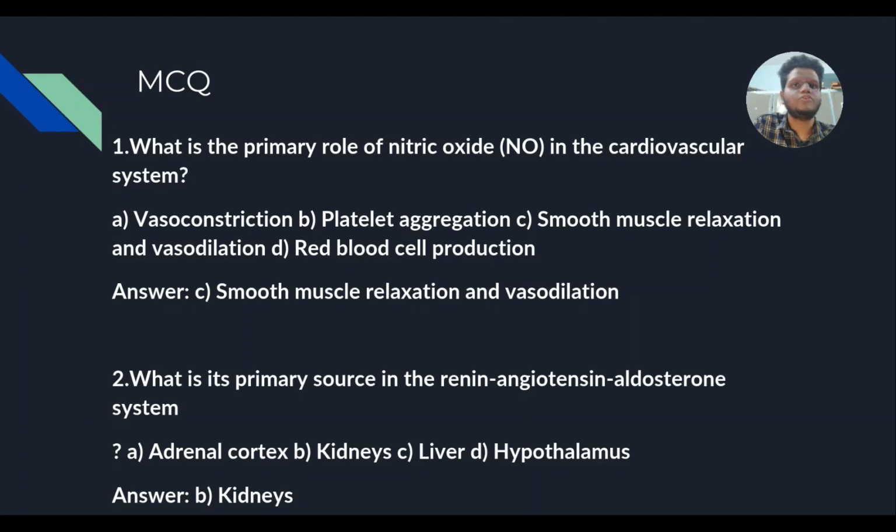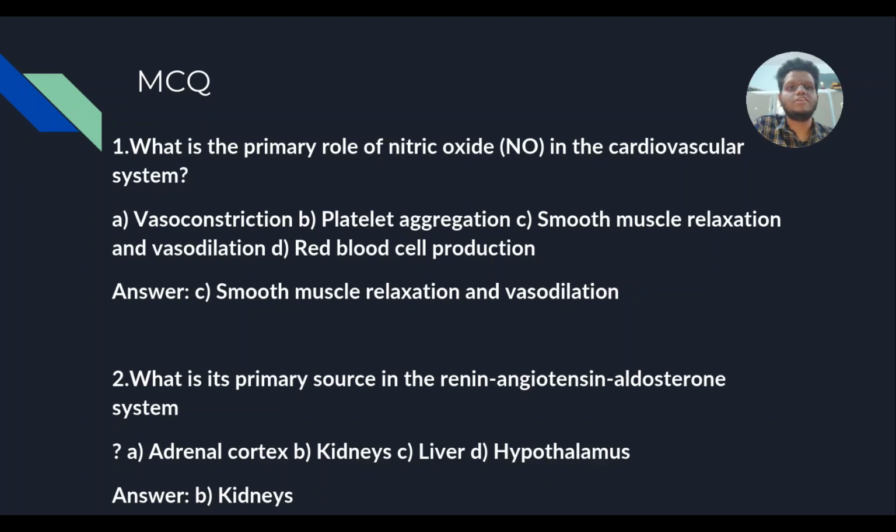Now let's conduct MCQs on the topics that we have covered. What is the primary role of nitric oxide in the cardiovascular system? Options are vasoconstriction, platelet aggregation, smooth muscle relaxation and vasodilation, and red cell proliferation. Friend, the answer is option C, smooth muscle relaxation and vasodilation.